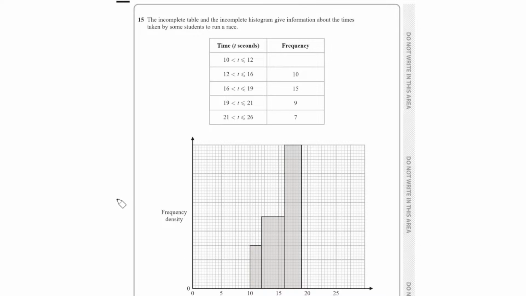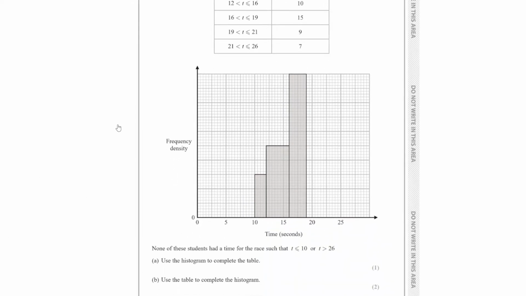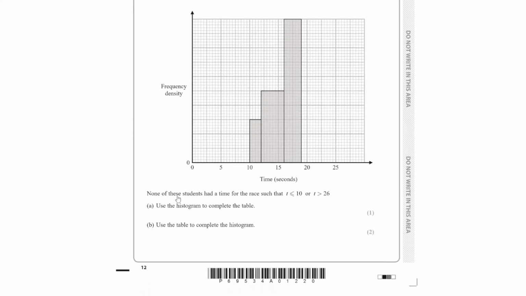So question 15, the incomplete table and the incomplete histogram give information about the times taken by some students to run a race. So you can see we're missing obviously this box here, and then we've got the histogram here, which is missing basically some over here, isn't it? Let's actually see what the question is. So they've told us that none of these students had a time for the race such that the time would be less than 10 seconds.